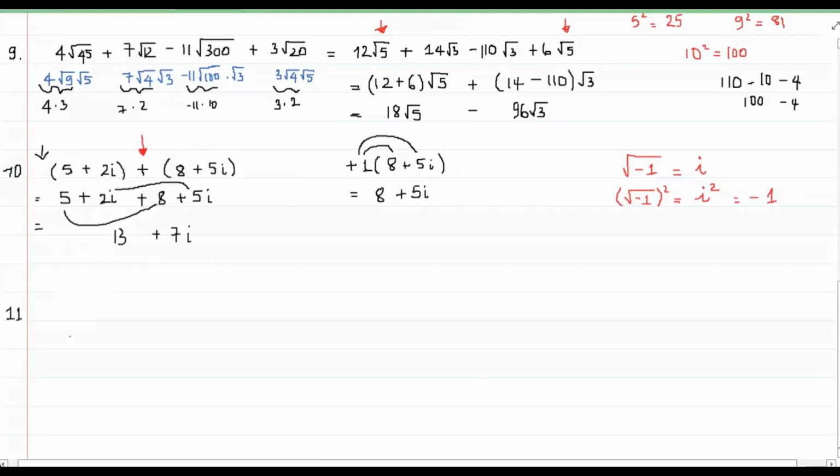Now number 11. We have negative 14 plus 2i minus 7 minus 13i.